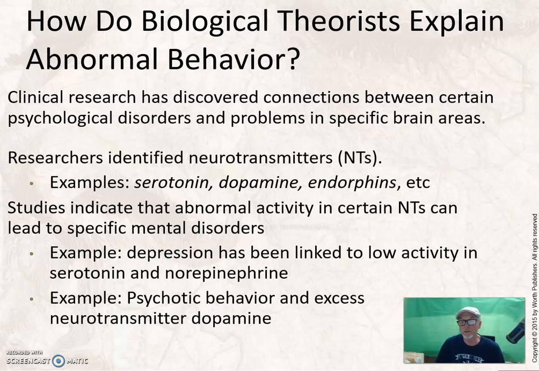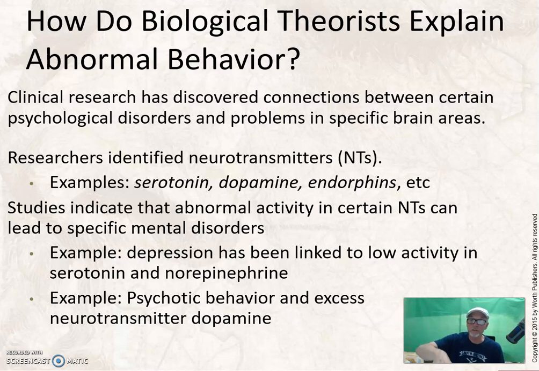Examples of neurotransmitters are serotonin, dopamine, and endorphins. And there's a host, probably close to 100 different neurotransmitters, managing physiology, behaviors, cognition, etc. Studies indicate that abnormal behavior in certain neurotransmitters can lead to specific mental disorders. So a neurotransmitter or neurotransmitters in a certain part of the brain, if they're in excess, will throw the behavioral balance off into abnormality. And the reverse is true.